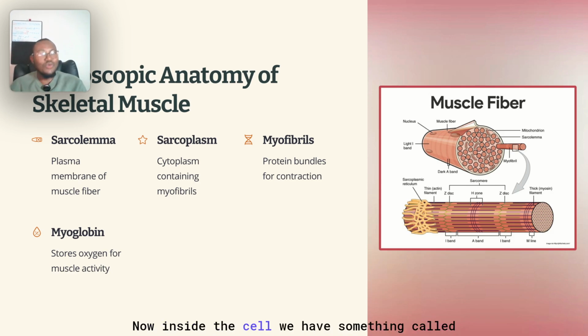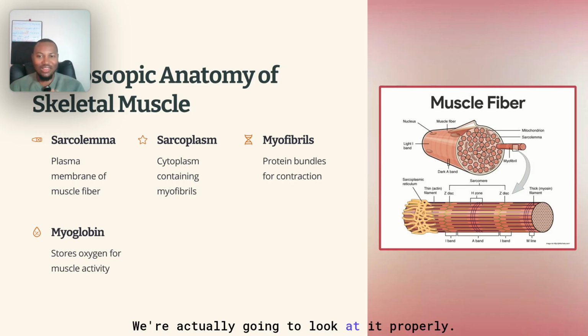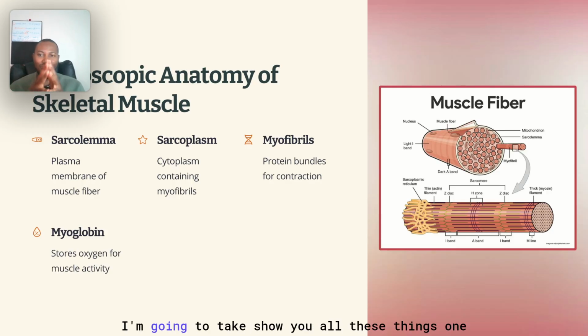Now, inside the cell, we have something called myofibrils. Myofibrils are like organelles, all right? Protein bundles for contraction are myofibrils. We're still going to look at it properly. Then we have something we call myoglobin. Myoglobin stores oxygen for muscle activity, all right? I'm going to show you all these things one after the other.